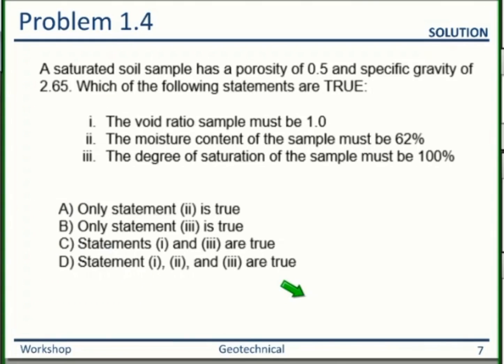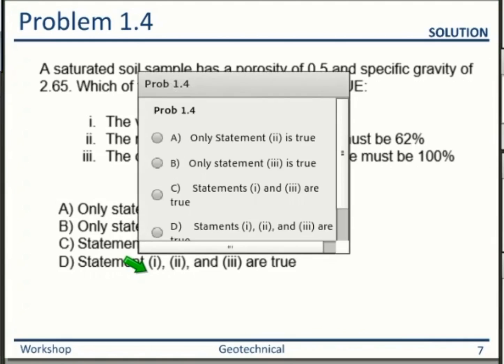Problem 1.4. A saturated soil sample has a porosity of 0.5 and a specific gravity of 2.65. Which of the following statements are true? Void ratio of the sample must be 1, the moisture content of the sample must be 62%, degree of saturation of the sample must be 100%. So these are the answers. Let me see your answer first. So this is the answer.